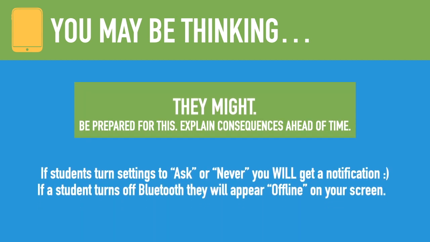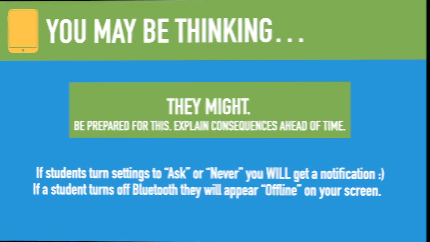I also wanted to let you know that if students do turn their settings to ask or never, you will get a notification. So again, if they change their setting from always allow, to always allow you to lock or view their screen, to ask or never, you will get a notification on your screen so that you know that they've changed that setting. And if a student turns off Bluetooth, they will appear offline on your screen. So that would be an appropriate time to have a conversation with that student and get them back online.